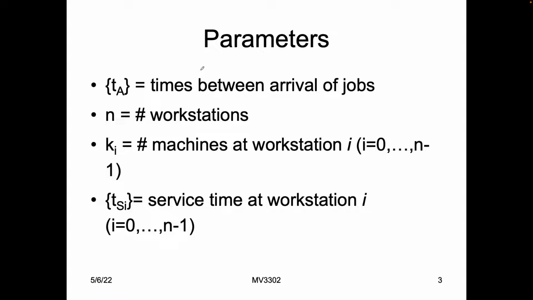Okay, so we have the arrival. The jobs are going to show up in the same way as we had before. But now, one of our parameters is the number of workstations. And then for each workstation, we could have a number of different machines. Now we're using the machine terminology rather than the server terminology, but they're interchangeable. And each station has its own service time. And again, we're going to use modern computer language indexing, which is 0 through n-1 for the machines and the service times.